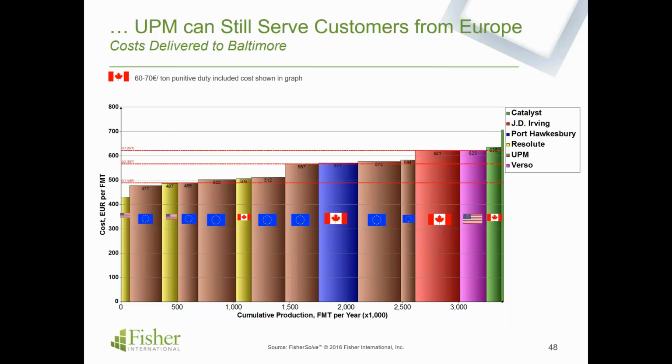Okay, but good news for UPM anyway is that UPM can export from overseas without suffering these countervailing duties like Canadians are.